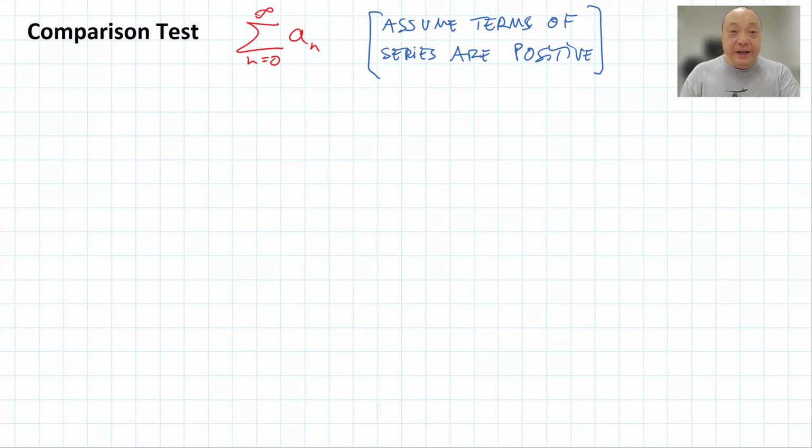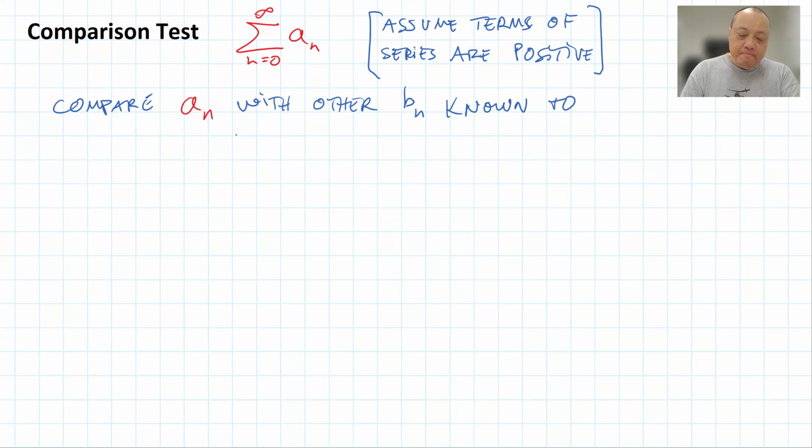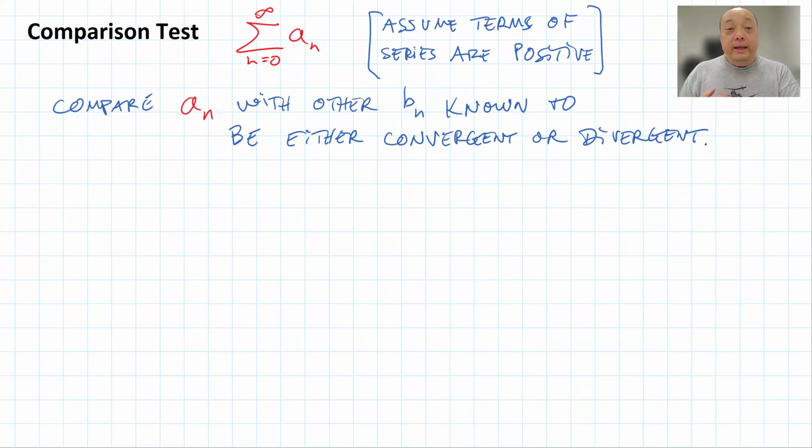The idea is to compare our terms a sub n with some other b sub n, series that are known to be either convergent or divergent. And then based on that, we can conclude about a sub n. Let's do the divergent situation first.